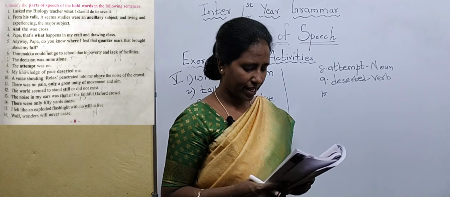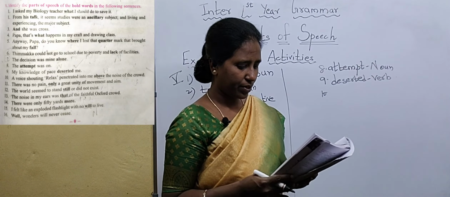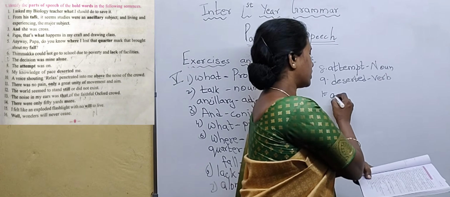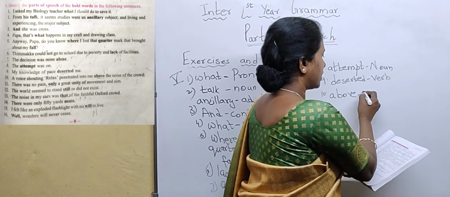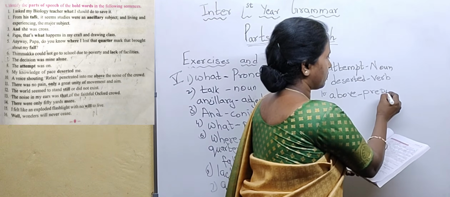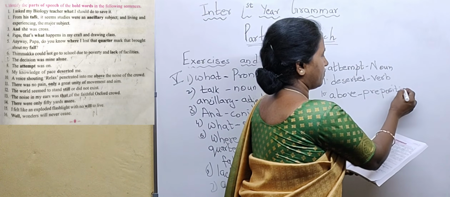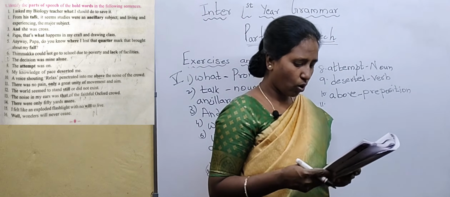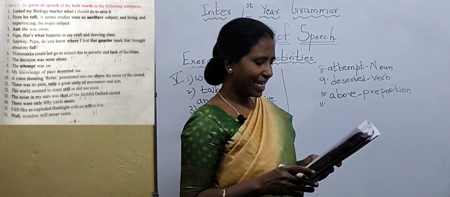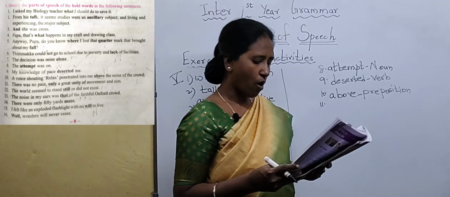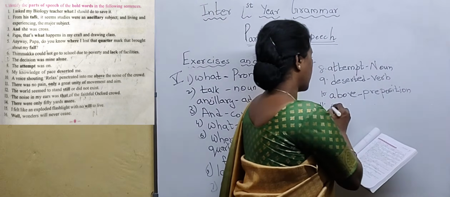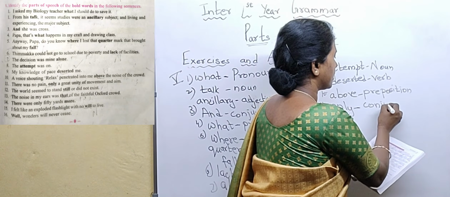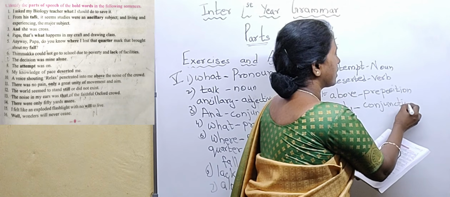A voice shouting, relax, penetrated into me above the noise of the crowd. Above is telling the position. So it is a preposition. There was no pain. Only a great unity of movement and aim. Here only is combining both the sentences. Therefore, it is a conjunction.